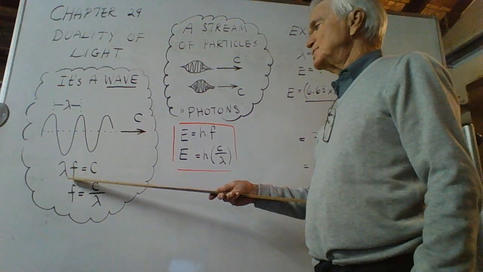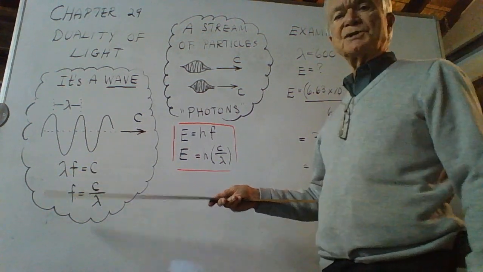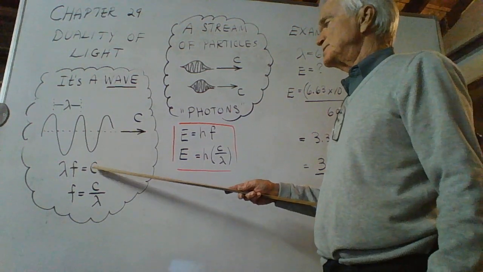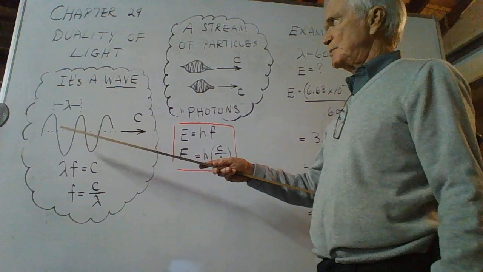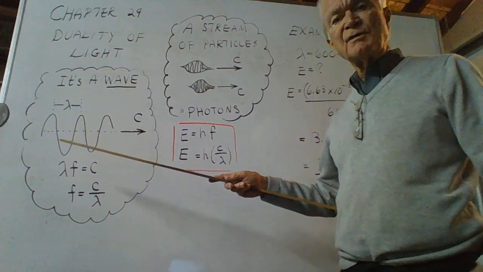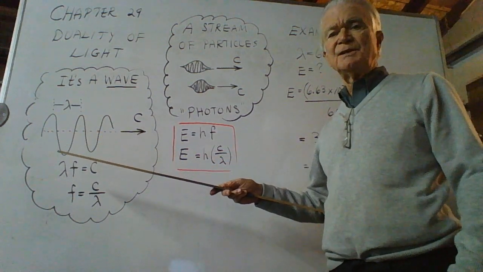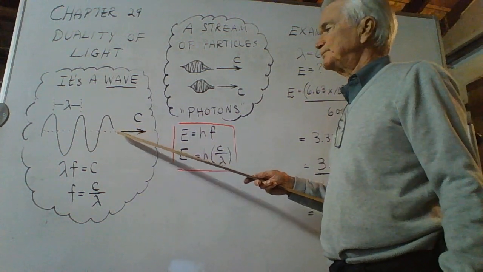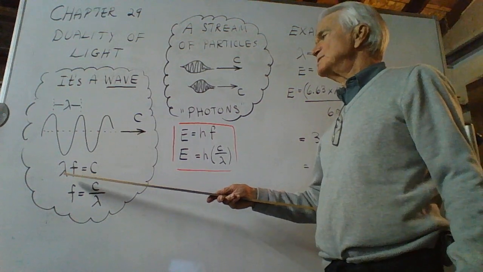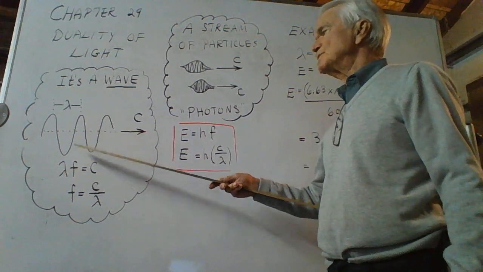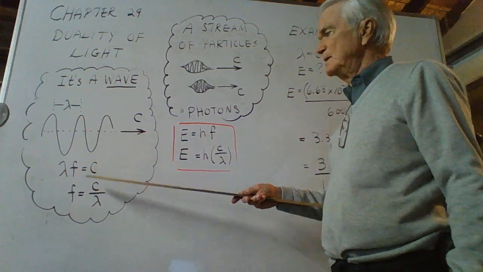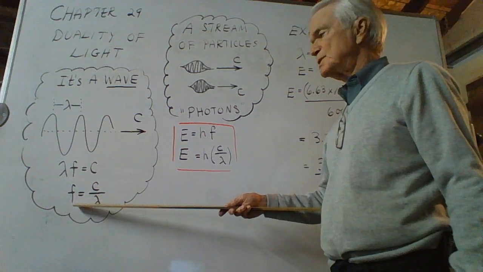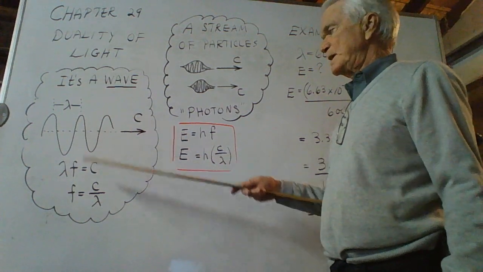This is the wave equation that we've seen put to use in our discussion of sound waves and string waves, except the speed in this case is the speed of light. We're assuming that this light is traveling through air or a vacuum, where the speed is 3 times 10 to the 8th meters per second, otherwise known as c. So we have the wave equation. The wavelength times the frequency of the wave equals the speed of light. I twisted this equation around to obtain an expression for the frequency of this wave.